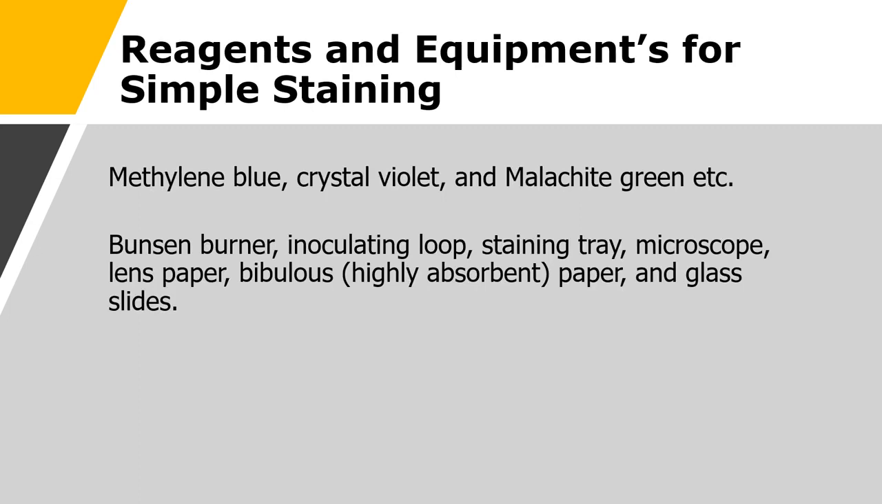Reagents and equipment used for simple staining. We can use different stains like methylene blue, crystal violet, malachite green, etc. And the equipment which we require is a Bunsen burner, inoculating loop, staining tray, microscope, lens paper, bibulous paper, glass slide, etc.